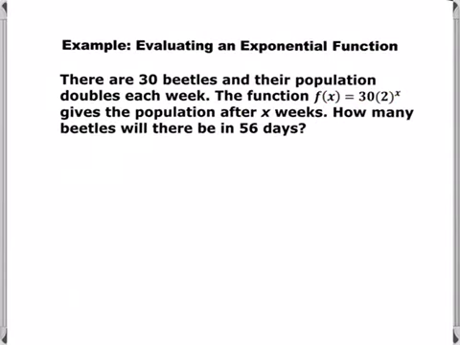In the next example, there are 30 beetles and their population doubles each week. The function f of x equals 30 times 2 to the x power gives the population after x weeks. They want to know the population after 56 days. Well, before we start this, we need to figure out how many weeks 56 days is. So we're going to take 56 divided by 7, and we get 8 weeks. So that's what we're going to plug in for x.